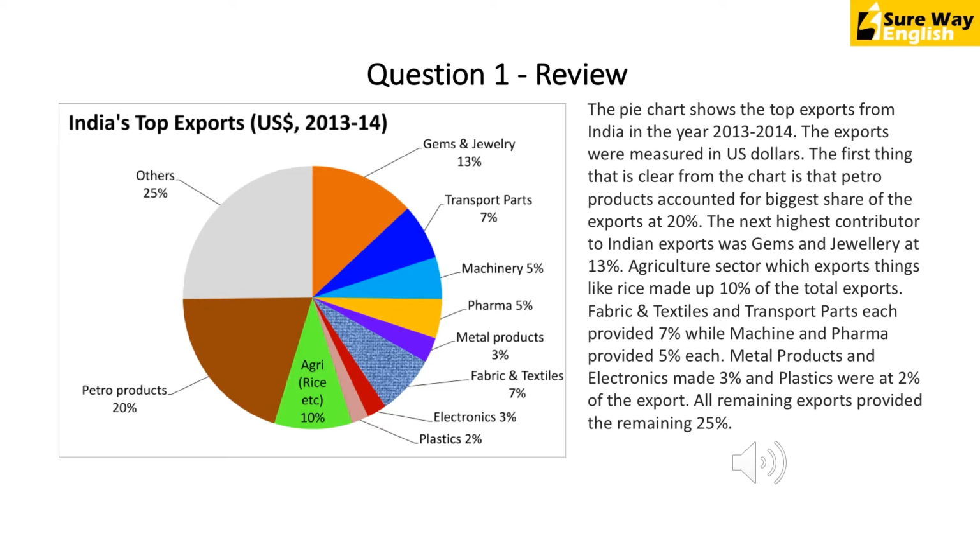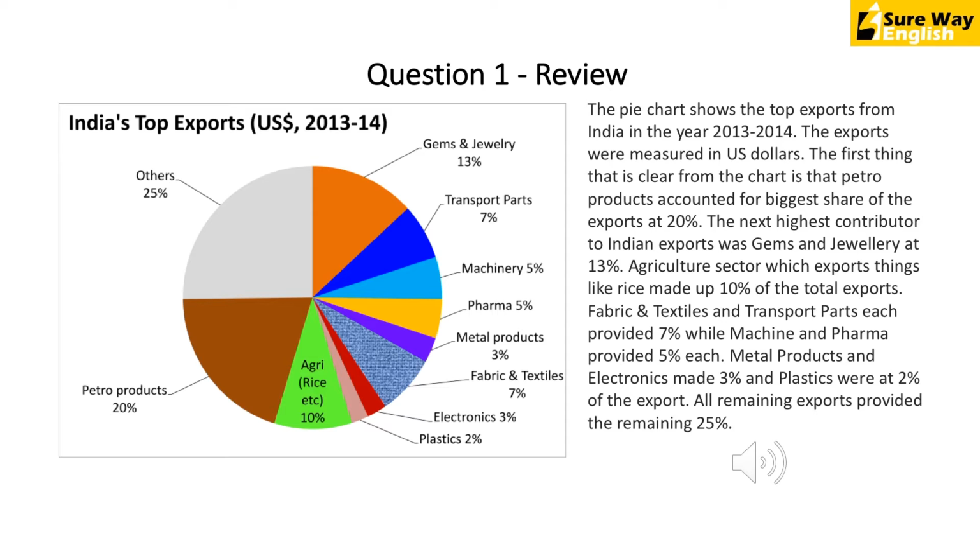So from that perspective, the first point that you should mention is that the petro products, they have the highest share at 20%. Okay, because in others a number of different exports together make 25%, but petro products in itself make 20%. So that's why we first talk about the petro products, and that's what it says, that the first thing that is clear from the chart is that petro products accounted for biggest share of the exports at 20%.